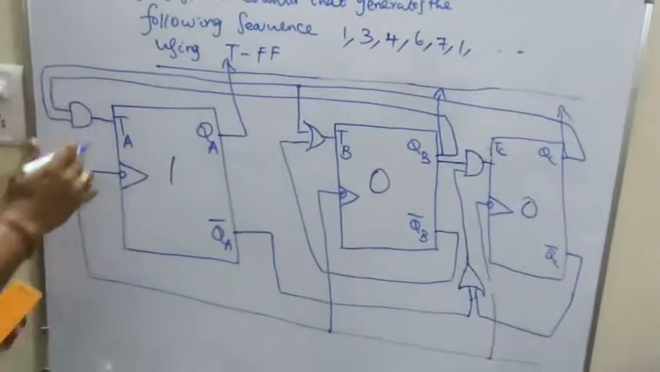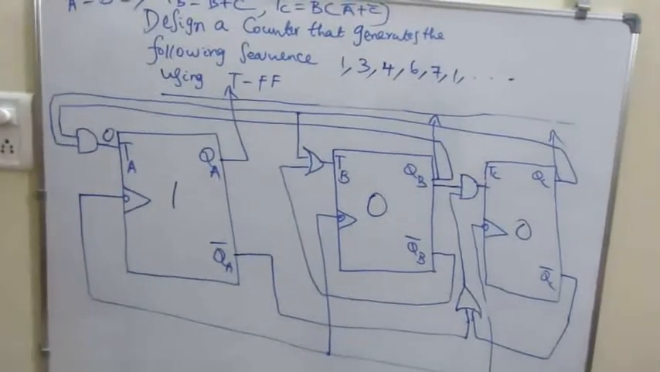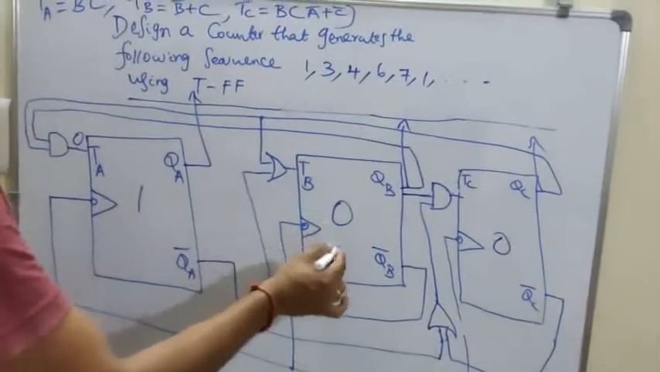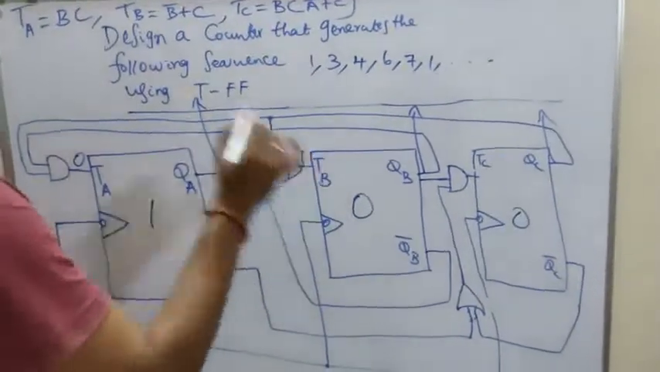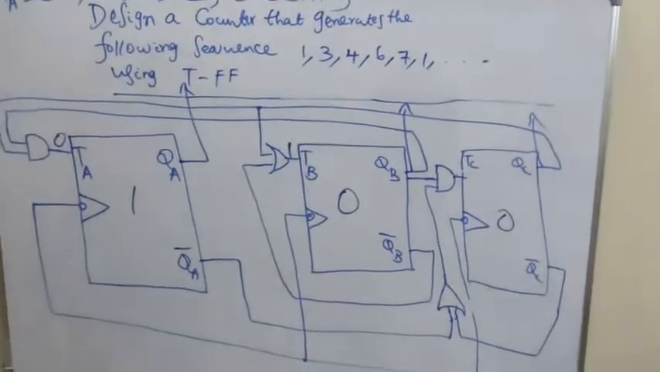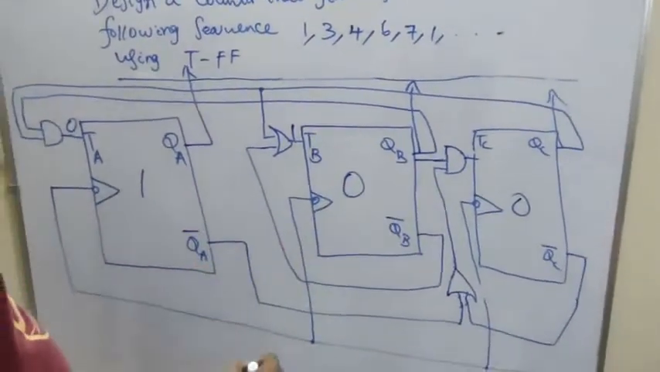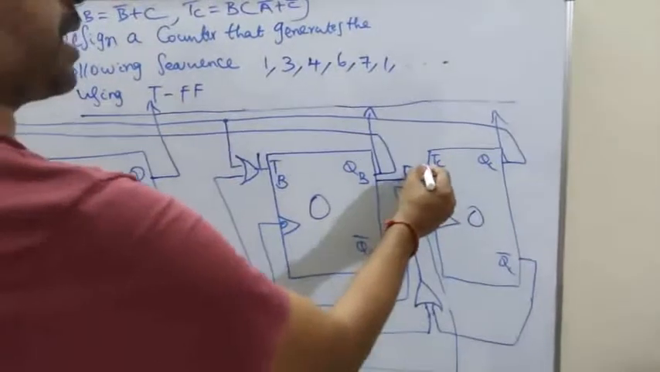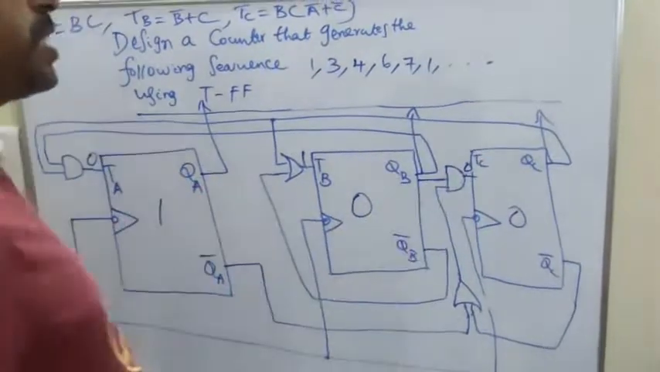Okay. TA is BC, so B and C are 0. So automatically TA input is going to be 0. What is TB? TB is B dash plus C. B is 0 here, so B dash means 1. If any one of the values in the OR gate is 1, the output of the OR gate is going to be 1. So TB input is going to be 1. What about TC? B into A dash plus C dash. But B is itself 0. We need not bother about A dash plus C dash. So the output of the AND gate is going to be 0. So TC input is going to be 0.